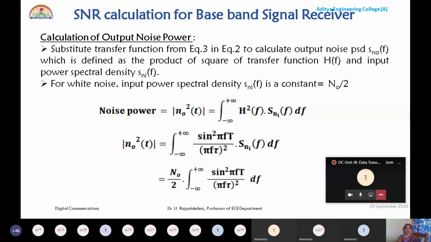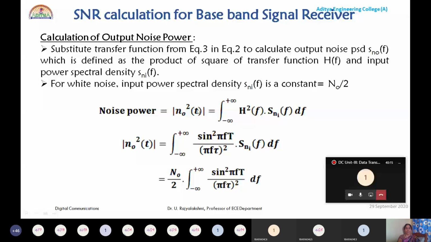Okay, now here we are assuming the noise as white in nature. So if you consider white noise, our power spectral density, SNI of F, will be N0 by 2. Because for a white noise, the power spectral density is constant, and that is assumed to be N0 by 2. Okay, so N0 by 2. So noise power will be, what is the general expression?